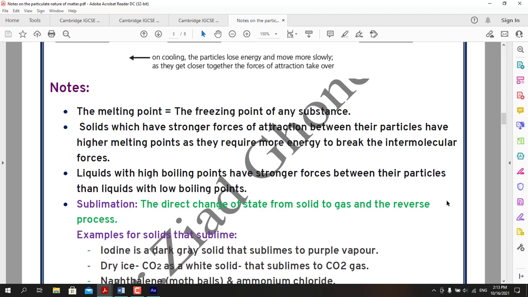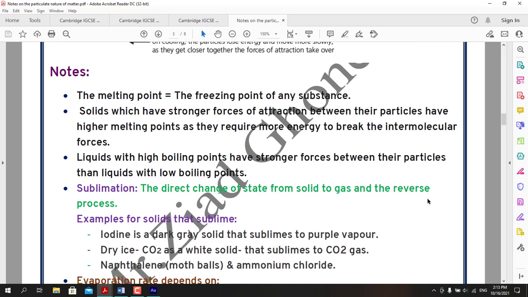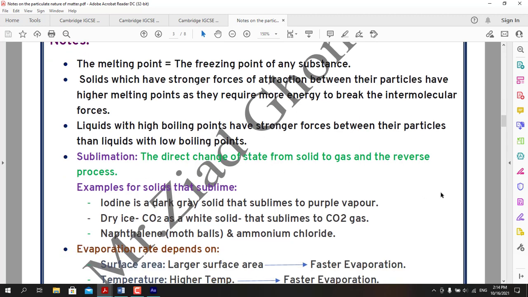So we talked about melting, evaporation, condensation, and freezing. Right? There is another phase change called sublimation. Sublimation is when a solid turns directly into a gas without forming a liquid. And it's the vice versa process as well, when a gas turns directly into a solid without passing through the liquid state. So sublimation is the direct change of state from solid to gas, and the reverse process, meaning from gas to solid.